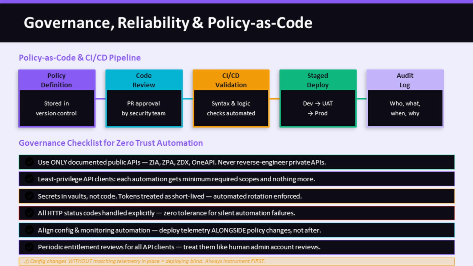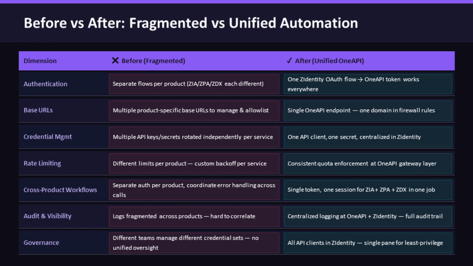Issues will impact users before you have the data to diagnose them. Conduct periodic reviews of all API client entitlements. Requirements evolve, and an API client that had correct scopes of creation may be overprivileged a year later as your environment has changed. Let's consolidate the before and after story into a crisp comparison across 7 dimensions. This slide is extremely useful for exam scenarios that test whether you understand the architectural problem one API solves.